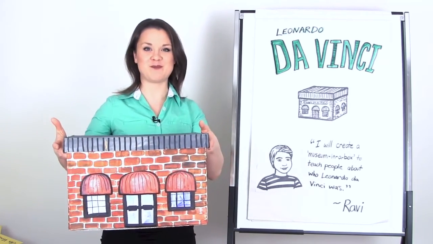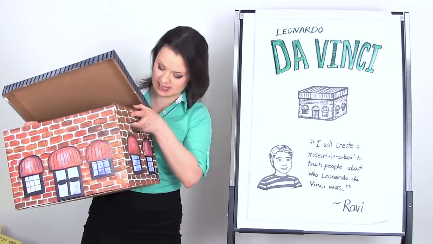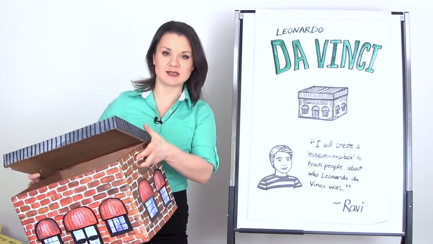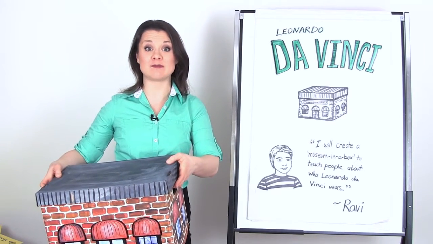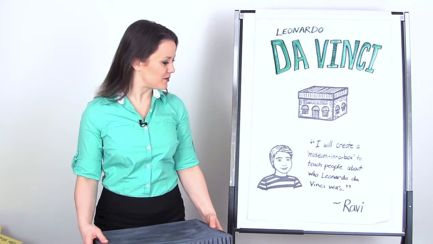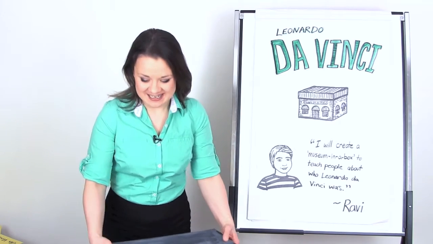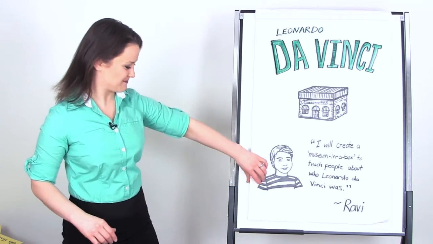This is what a museum in a box could look like. Simply a box that's painted to look like a museum, and inside are all kinds of artifacts and illustrations and games and models and things that represent the life of Leonardo da Vinci. And we'll go into more detail about how to create a museum in a box in future steps.